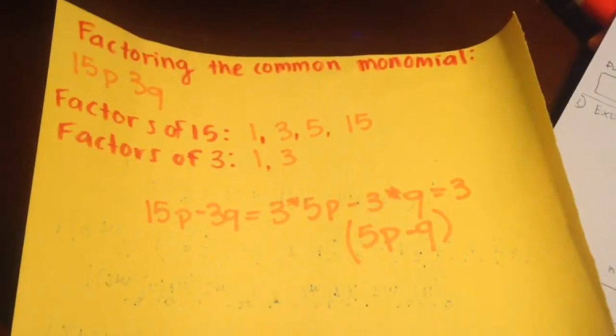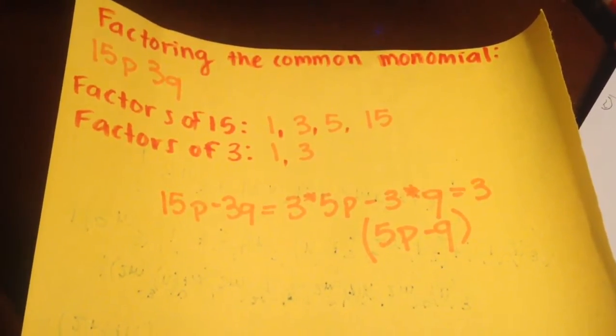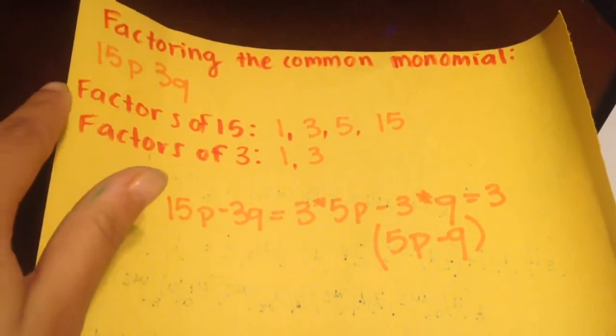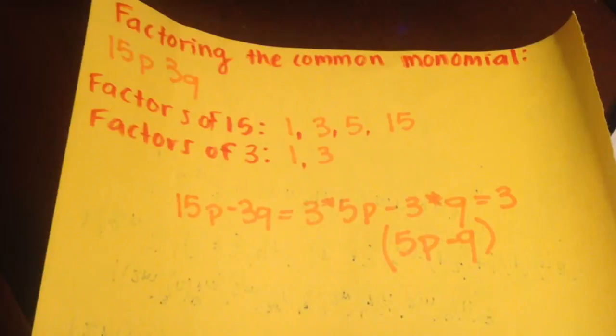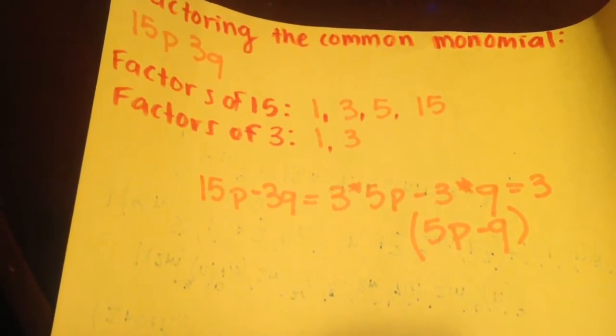The greatest common factor among a set of terms is the largest factor that will divide evenly into each term. We look at these two terms. We see that they don't share a common variable, which means no variable can be factored out of these terms.